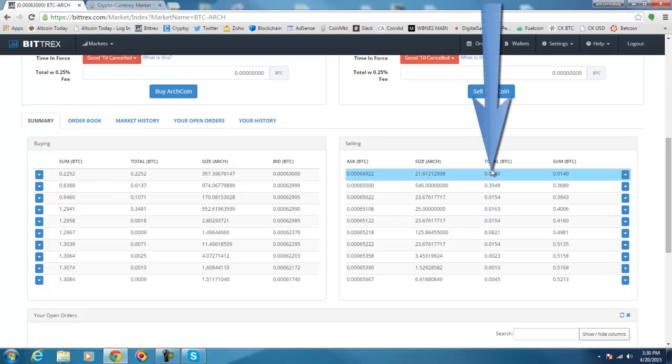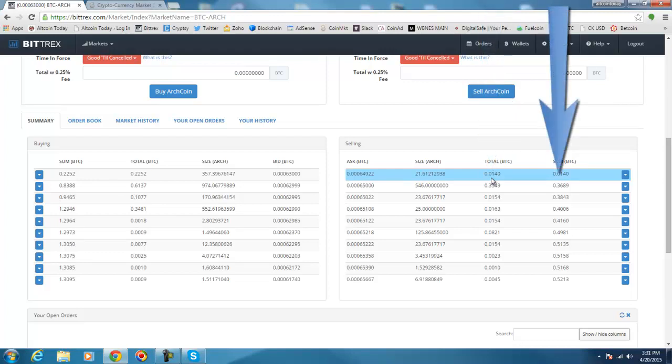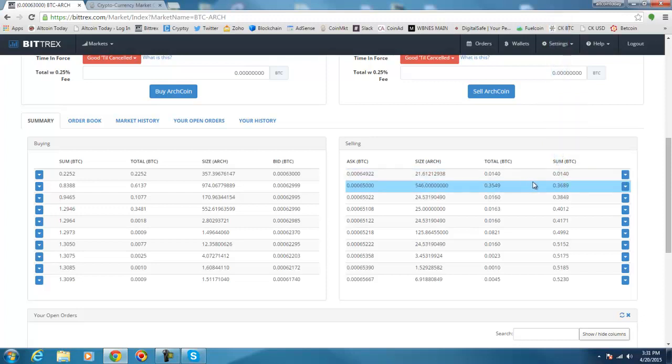You have the total BTC. This column is the one that actually shows each individual order. The next column over is the sum. That is the total of the orders above it. So here we're looking at the next order at 65,000 is for 0.3 of a Bitcoin. Again, about $75 approximately. So that's really not very significant.